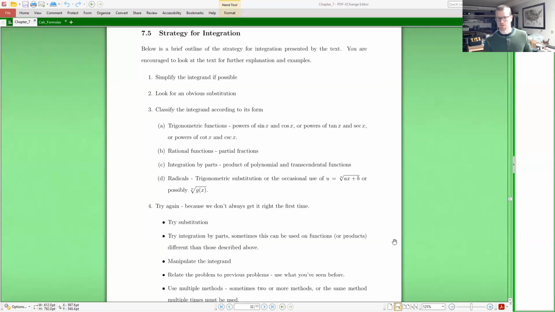Welcome back to the workshop. We want to continue taking a look at section 7.5, strategy for integration. And in this section, we're just discussing what method we should use to find the integral, to perform the integration.